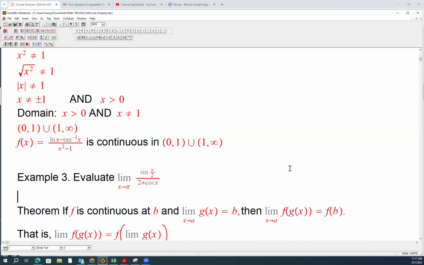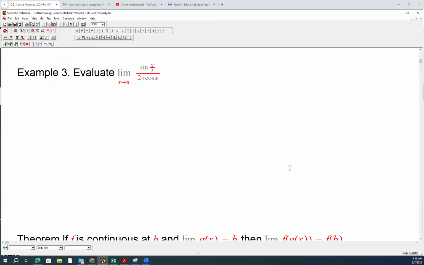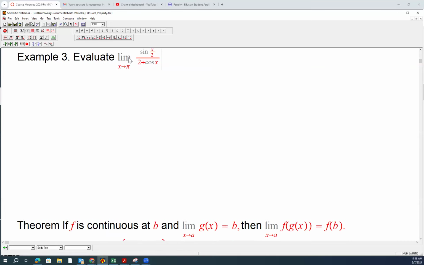Let's look at example number 3. We evaluate this limit. Sine function is continuous everywhere, cosine function is continuous everywhere. We're looking for this limit. Is this function continuous? Yes, this function is a continuous function divided by the sum of 2 other continuous functions. And this entire function is continuous everywhere because the domain, if you notice, is all real numbers.